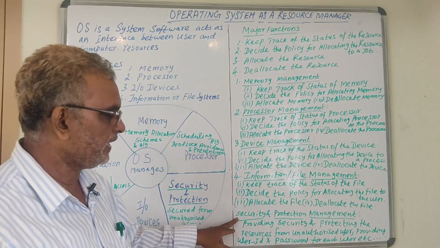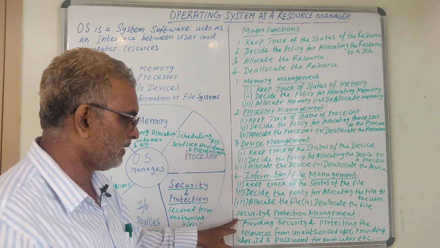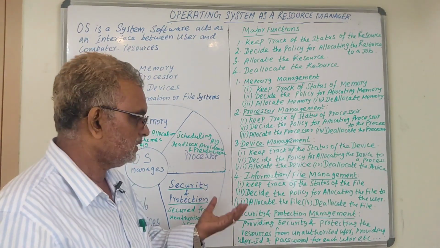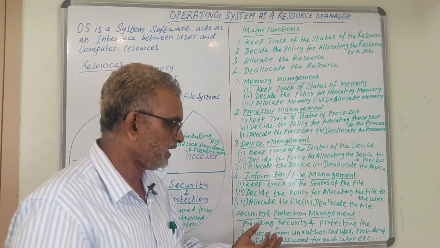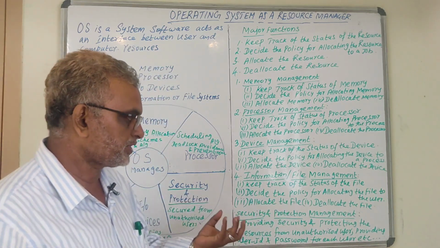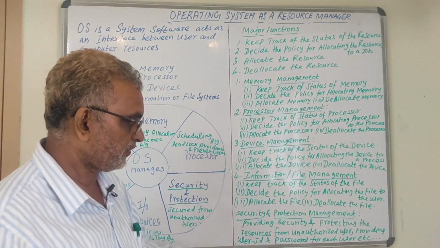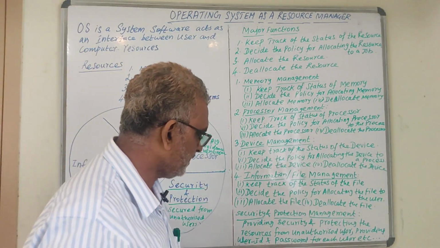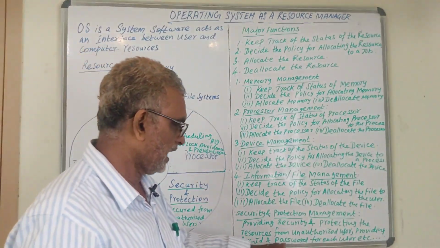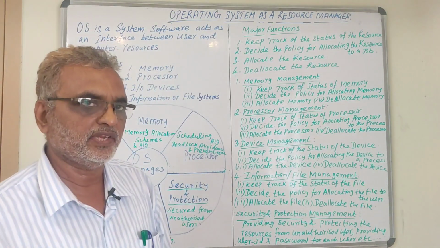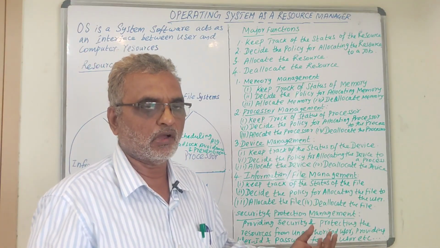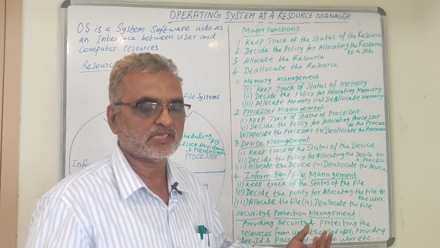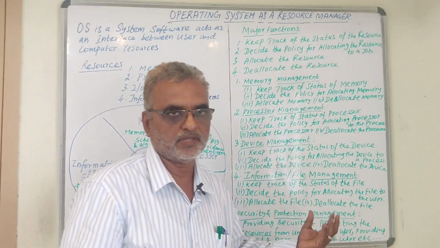Similarly, we have the security and protection management. The operating system provides security and protection to the resources from unauthorized users by providing a separate user ID and password for each and every user. So the authenticity is established by the operating system.